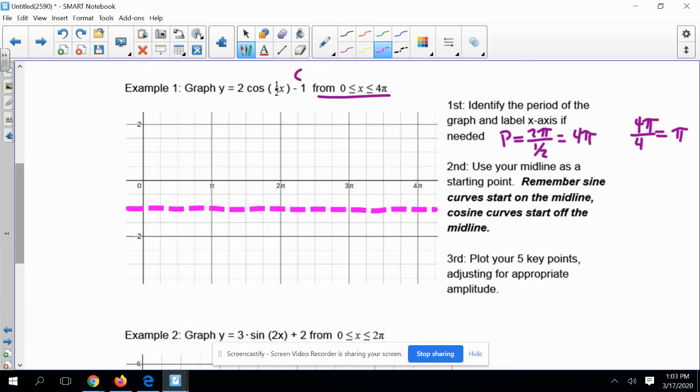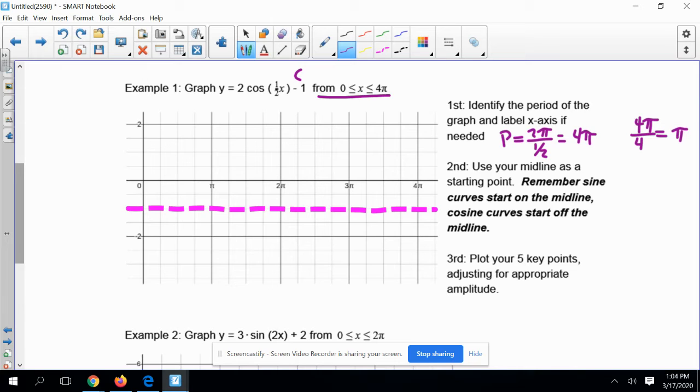And a nice rule of thumb here that I have bolded, hopefully from the other lessons we've picked up on, is the fact that sine curves will start on the midline. So just like normal old sine of x started at 0, if we have a vertical shift, sine's always going to start on the midline. That's how you help identify something is a sine curve. Cosine is going to start off the midline. So we are dealing with a cosine curve here that'll start off the midline.